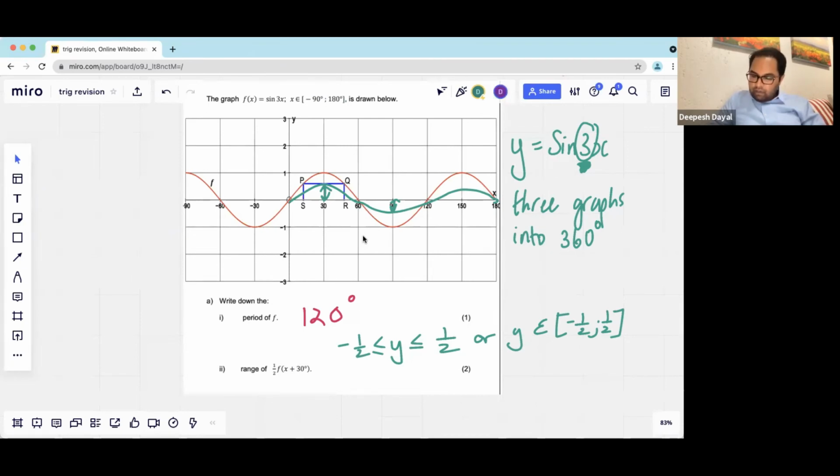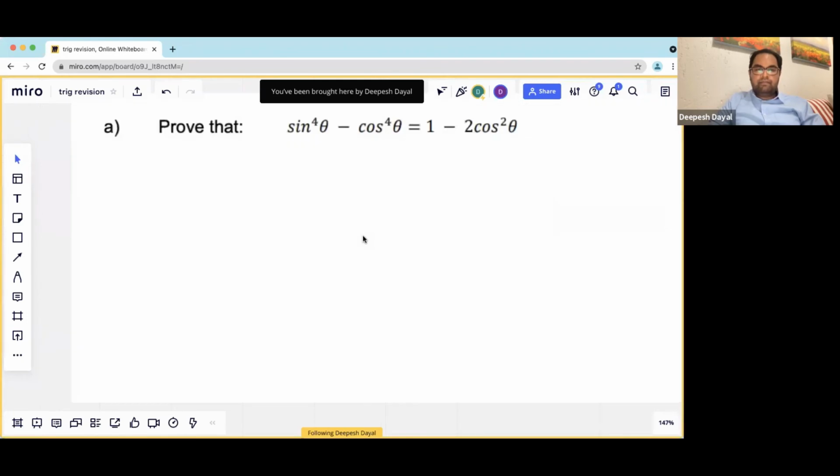Okay, and I've got one last one, and then we shall end off, and that is to prove. So we've got an identity. Prove that sine to the power 4 theta minus cos to the power 4 theta equals 1 minus 2 cos squared theta. So there we go. You can try this one out and let me know if you manage to prove that left-hand side is indeed right-hand side.